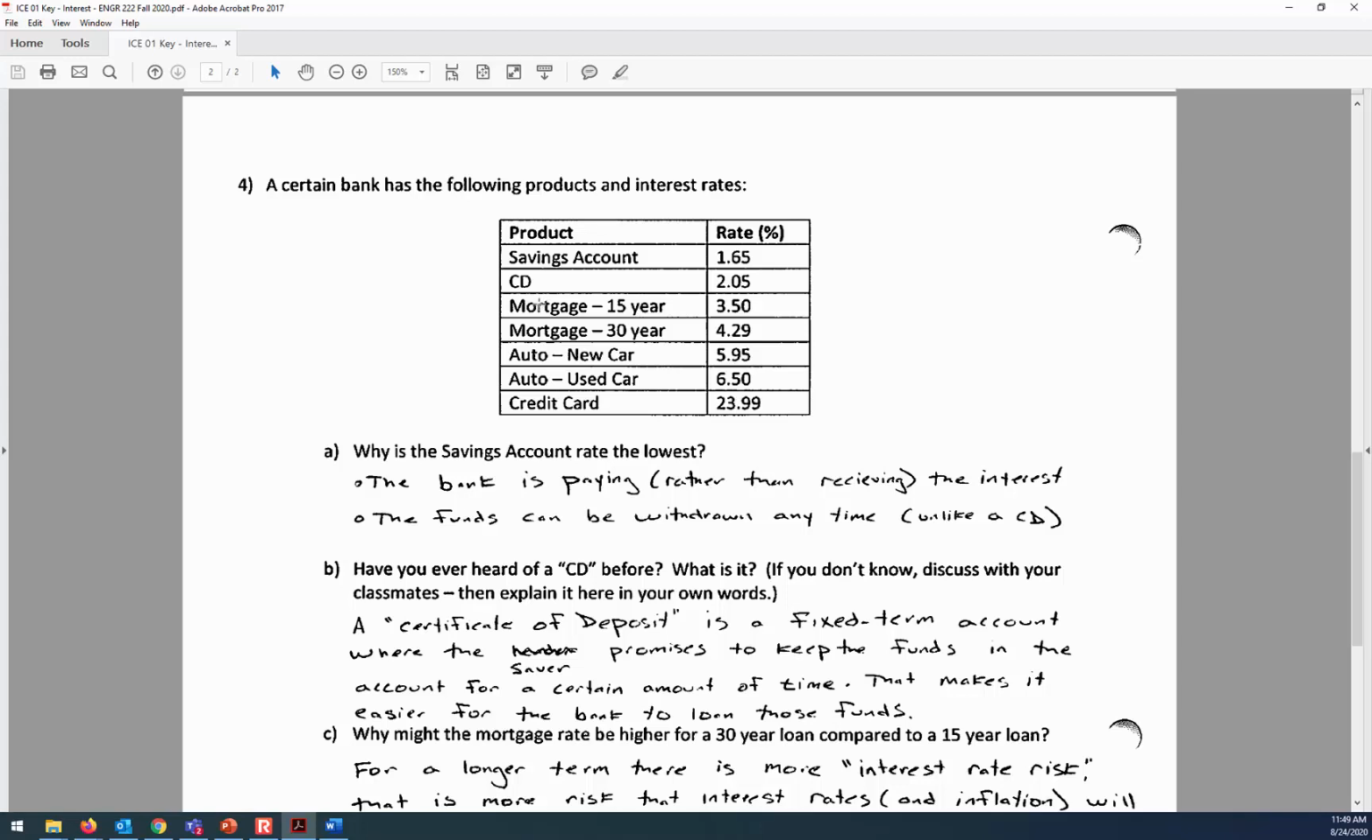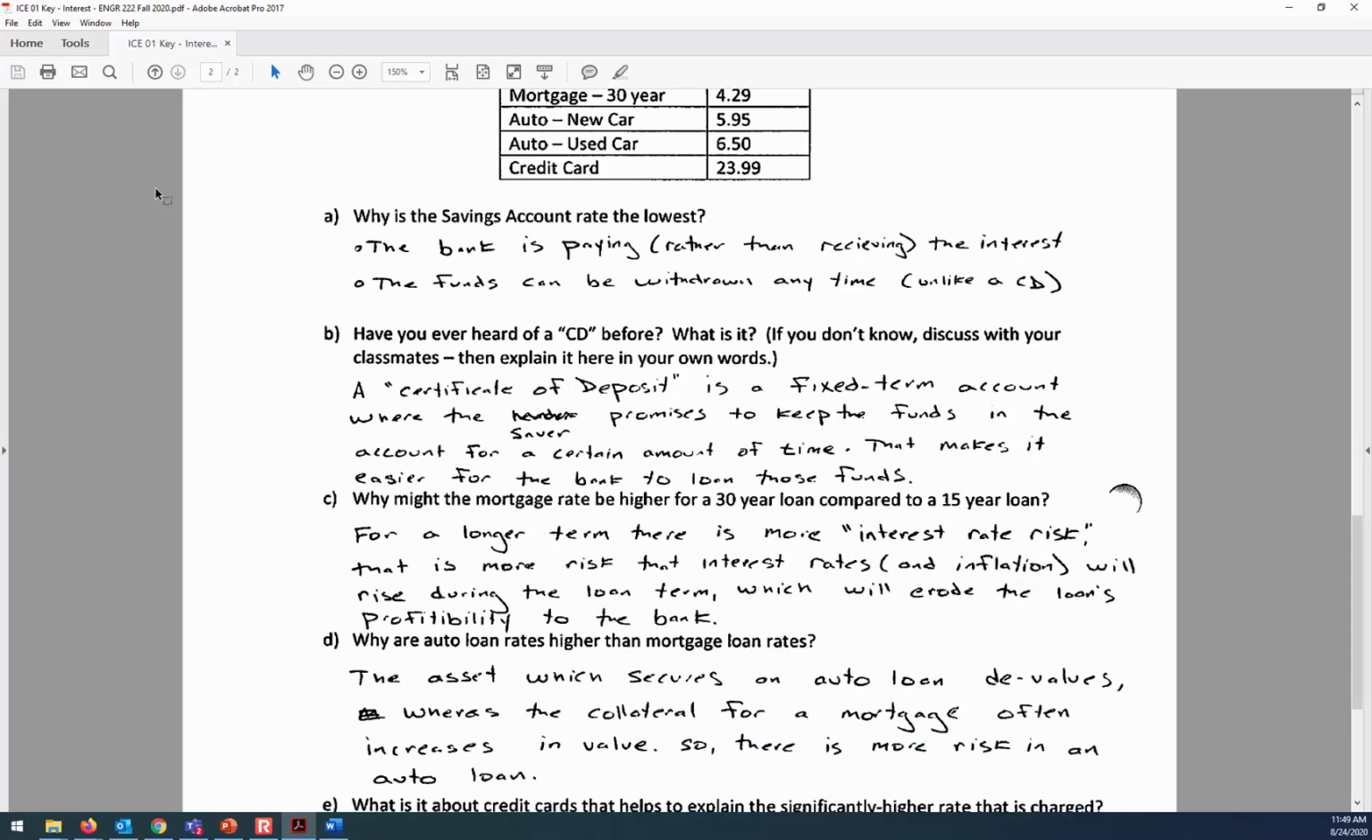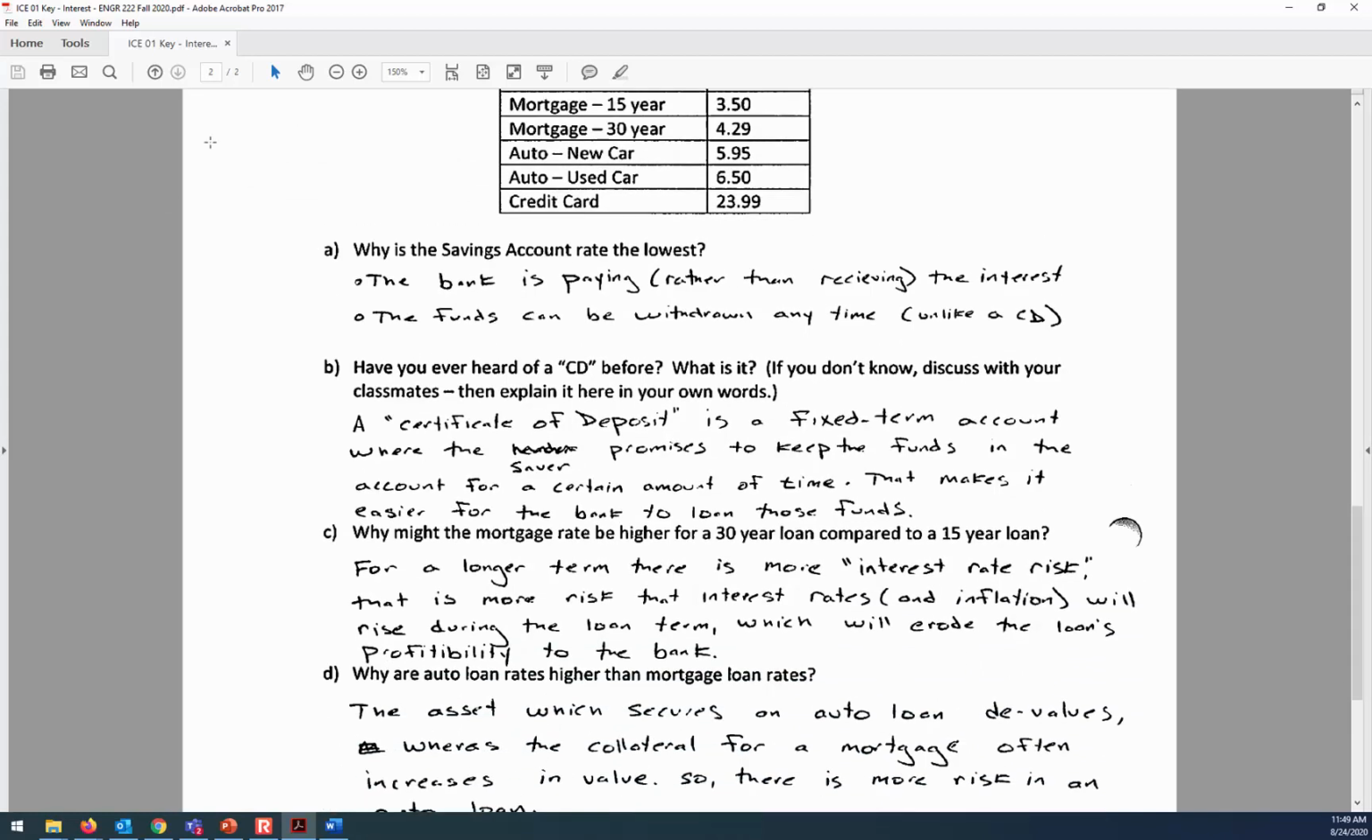The concept having to do with these other products, like a mortgage, an auto loan, and a credit card, is all about risk, and why the interest rates are going up. The reason a 15-year loan has a lower interest rate than a 30-year loan, you can see that for a 15-year loan it's 3.5 and for a 30-year loan it's 4.29. Over 30 years there's more of what's called interest rate risk. It's a greater risk that interest rates could go up, and that would devalue the investment that the bank has made if inflation goes up.